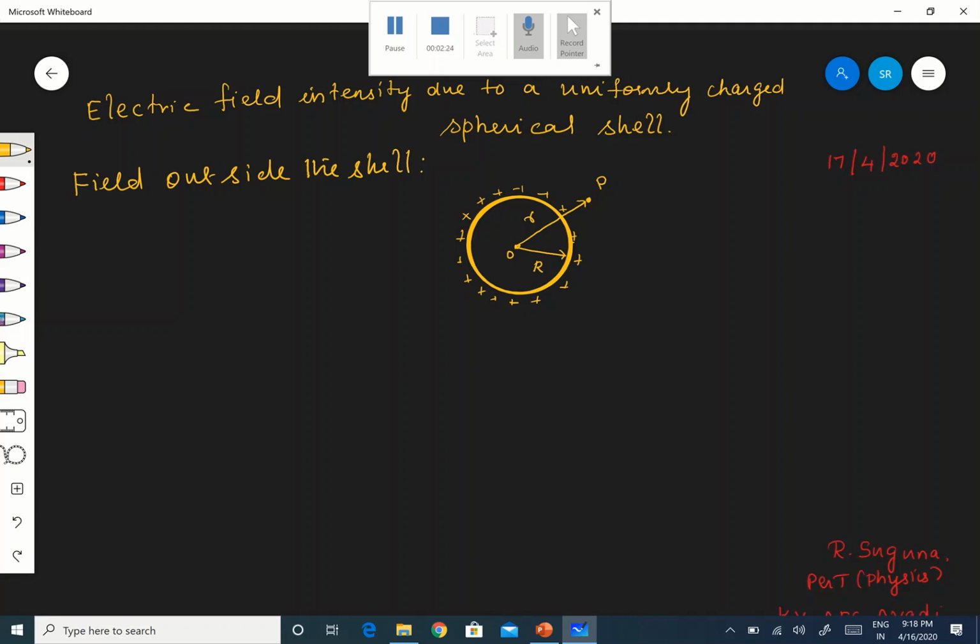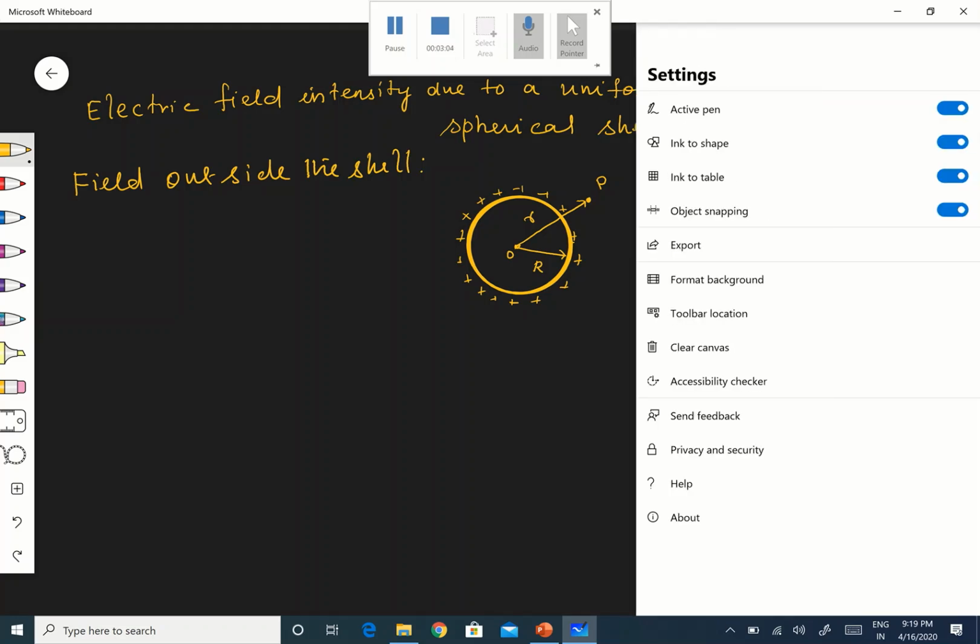Now, to find out the field at P, what should I do? I have to apply Gauss theorem only here. Therefore I need a Gaussian surface. What should be the Gaussian surface here? It should enclose all the charges, and therefore it should be a sphere. A Gaussian surface may be of any shape, but in our line of charge we had taken a cylinder. Now the ideal Gaussian surface that you can take is a sphere.